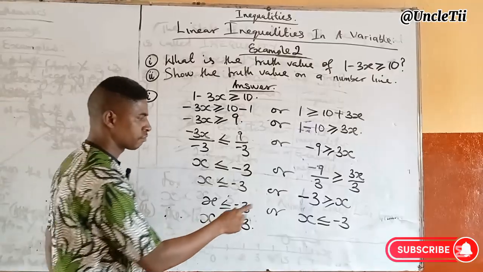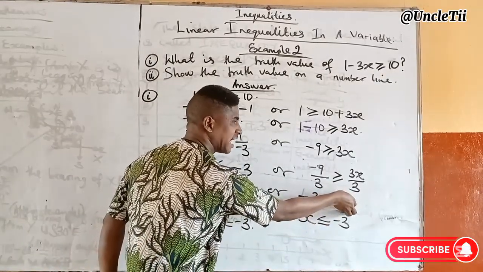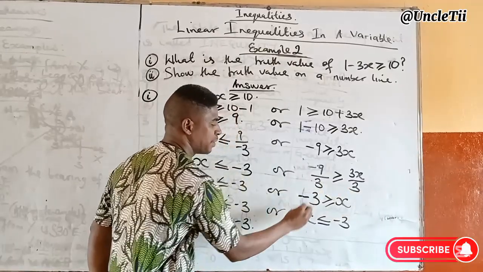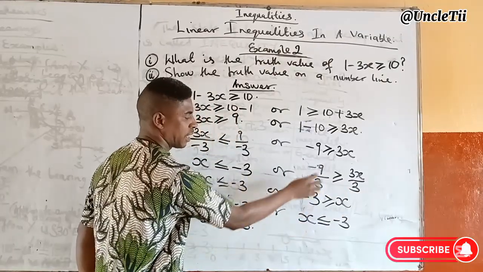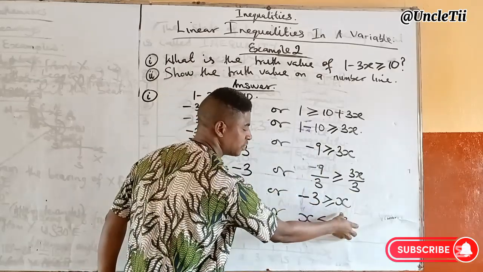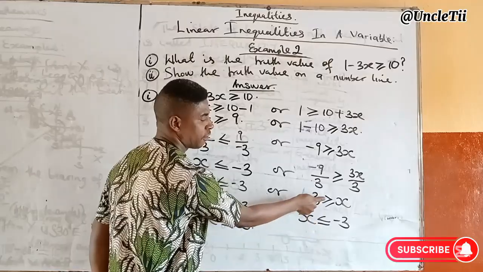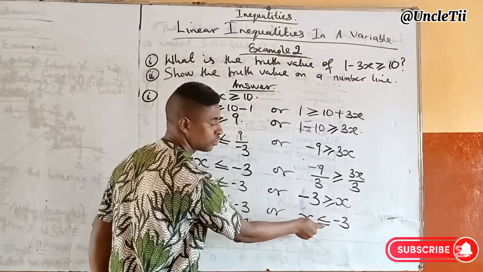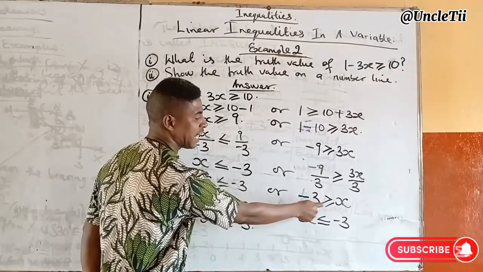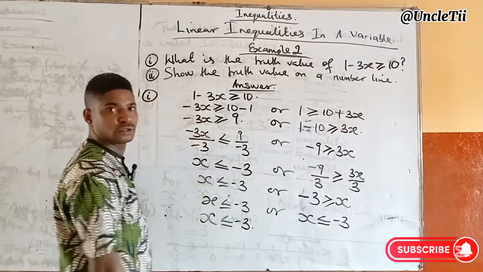Pay attention. When you are taking the entire content on the right and bringing it to the left, and taking the entire content on the left to the right, the inequality is also reversed, from greater than or equal to, to less than or equal to. If it were less than or equal to before, it would have become greater than or equal to here.